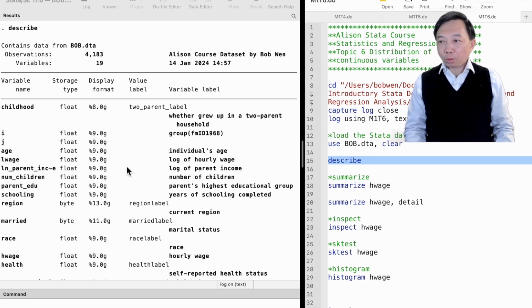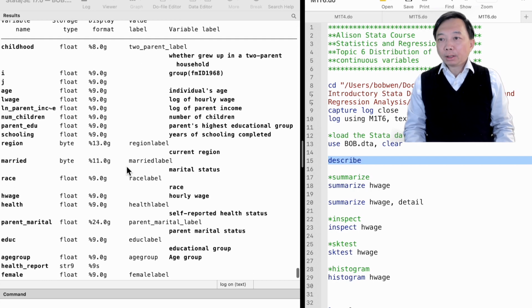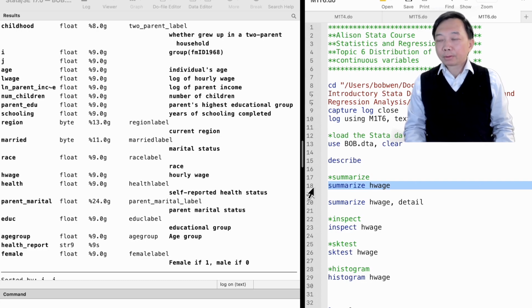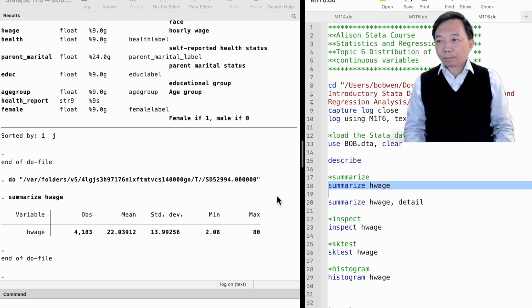Suppose we are interested in one of the continuous variables, the hourly wage, hwage. We use the Stata command summarize to find summary statistics of the variable by typing summarize hwage. Here we can see that the hourly wage in this sample has a mean of around $22.04 and a standard deviation of about $14, with a relatively high maximum value of $80.